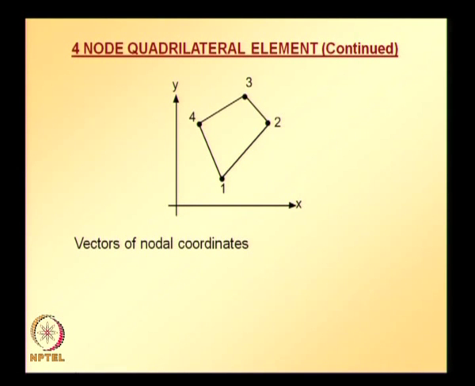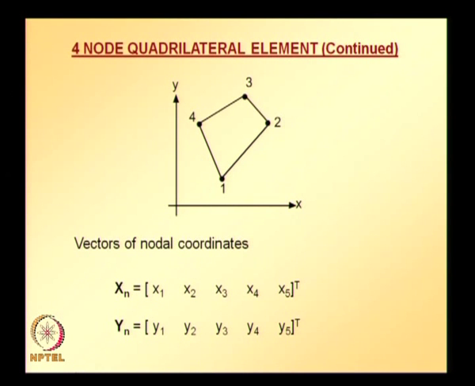looking at the actual element, we can write the nodal coordinates here. There is a mistake. The vector of nodal coordinates consists of only x1, x2, x3, x4. Similarly, the vector of nodal coordinates for y consists of only y1, y2, y3, y4. x5 and y5 should not appear because we have only 4 nodes.